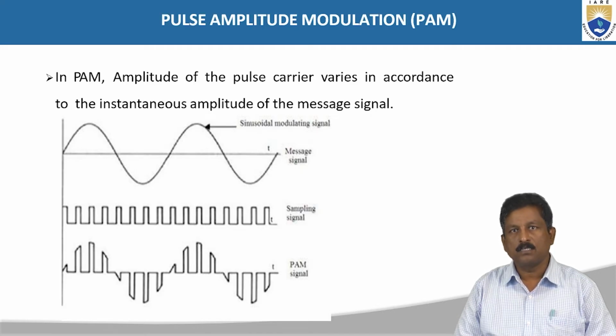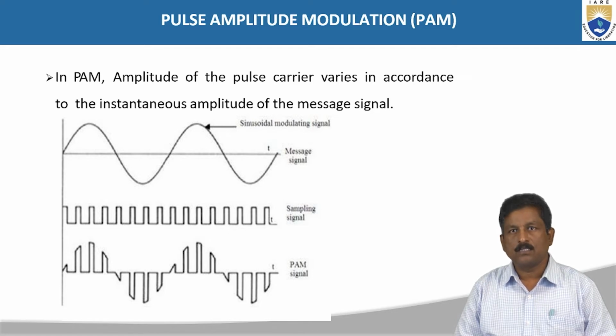Then coming to the detail, we'll see one of the modulation techniques, called pulse amplitude modulation. By the definition you discussed in the previous slide, the amplitude of the pulse carrier is varying according to the strength of the modulating signal. Then it is known as pulse amplitude modulation (PAM).